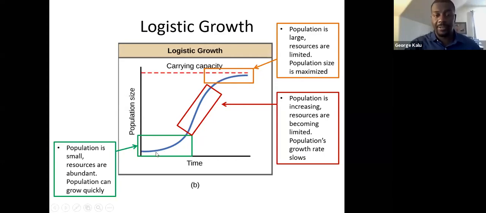Again, in the first segment, we have a small population size, we have lots of resources available, so we have a very high growth rate. In this middle region, the population size begins to increase. As you have more individuals in that population, they're going to be utilizing more of those resources, and so the resources become a little bit more limited. And so the growth rate begins to slow. Then as you reach the top portion, this orange region here, the population is now extremely large, and so resources become extremely limited because there's so many individuals using those resources. So we reach a maximum on our population size.